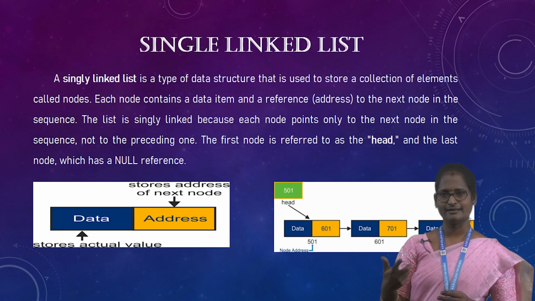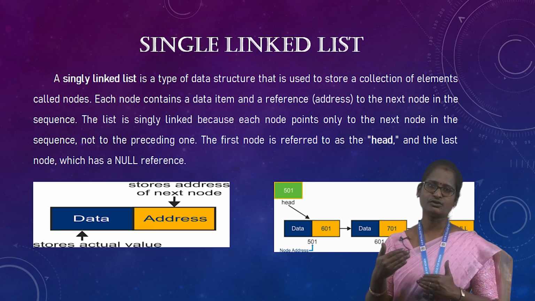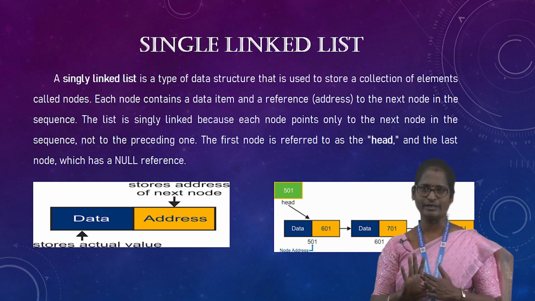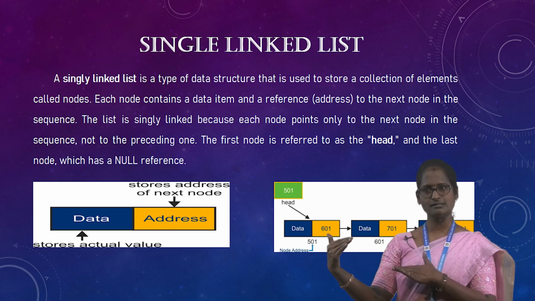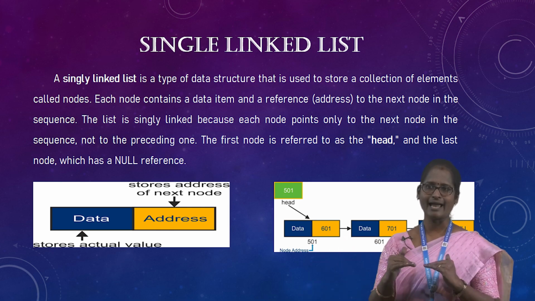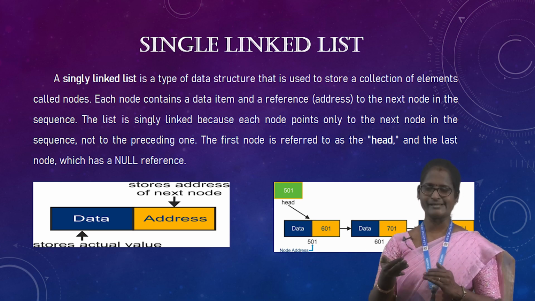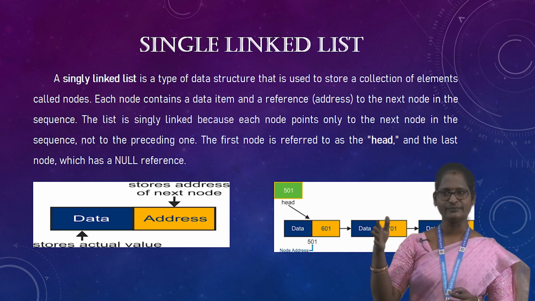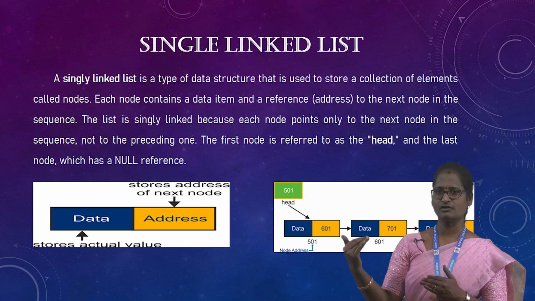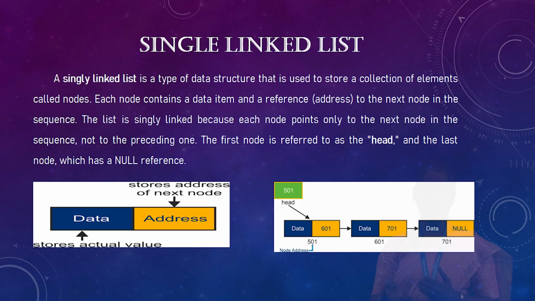Next, the singly linked list. A singly linked list is a type of data structure that is used to store a collection of elements called nodes. Each node contains a data item and a reference to the next node in the sequence, called the address. The list is called singly linked because each node points only to the next node in the sequence, not the preceding one. The first node is referred to as the head, and the last node has a null reference value. This is the structure of a node, and the node consists of data and address. The data is the actual value, the address is the next node.